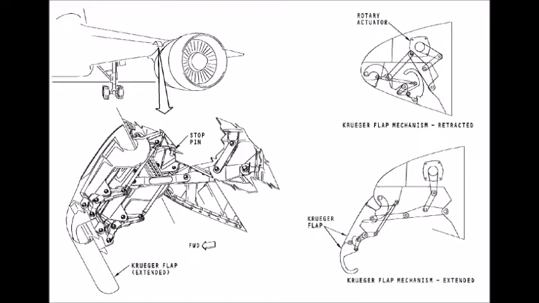Functionally, the Krueger flap is attached to the rotary actuator. As the rotary actuator rotates, the links in the Krueger flap mechanism move. This link forces the Krueger flap to extend or retract. As the slat extends to the seal position, the Krueger flap moves to the extend position. As the slat extends to the gap position, the geometry of the links in the Krueger flap mechanism prevents more movement of the Krueger flap. The Krueger flap mechanism moves the Krueger flap.